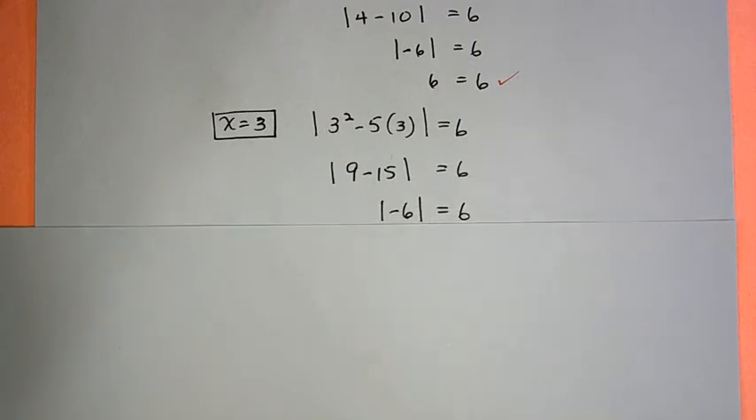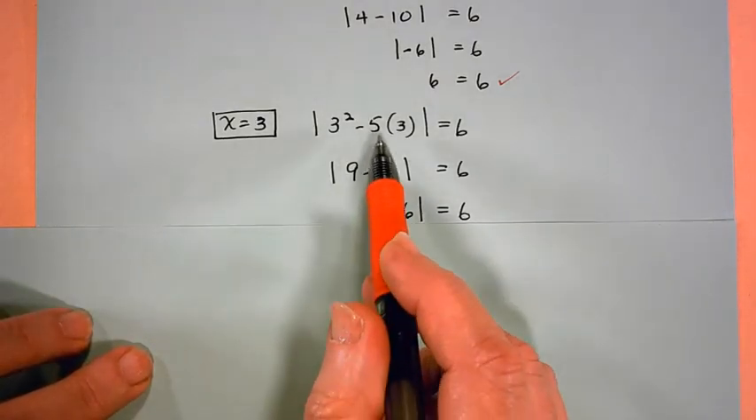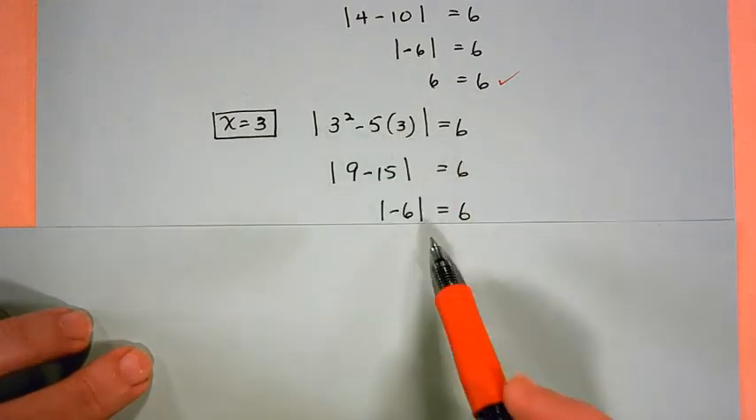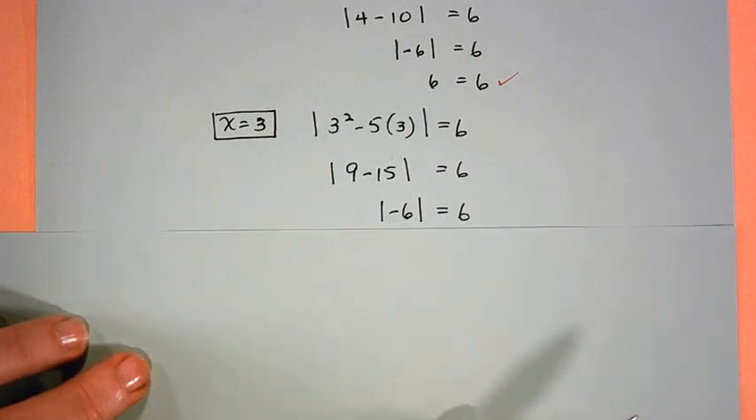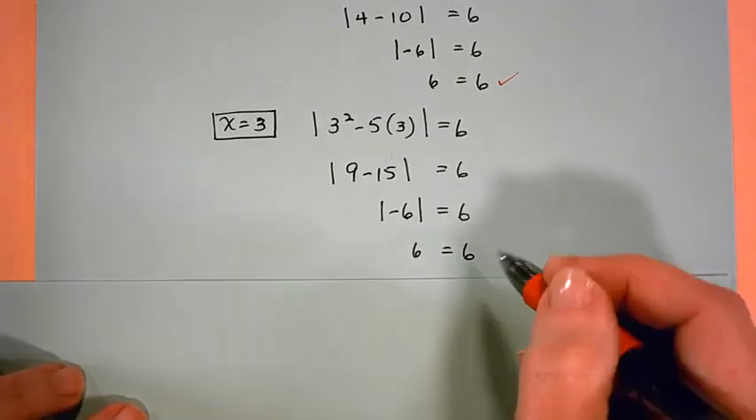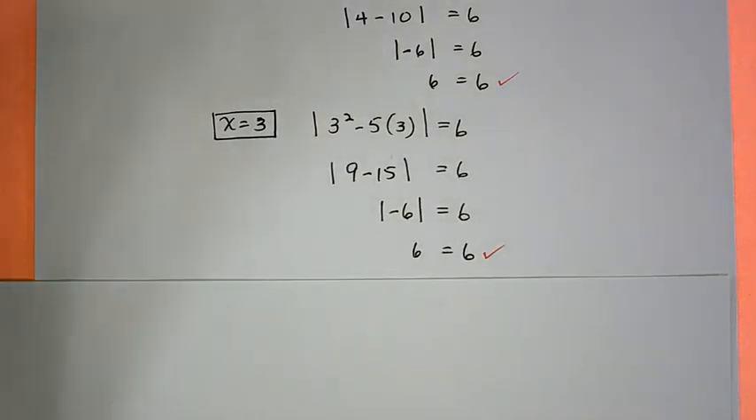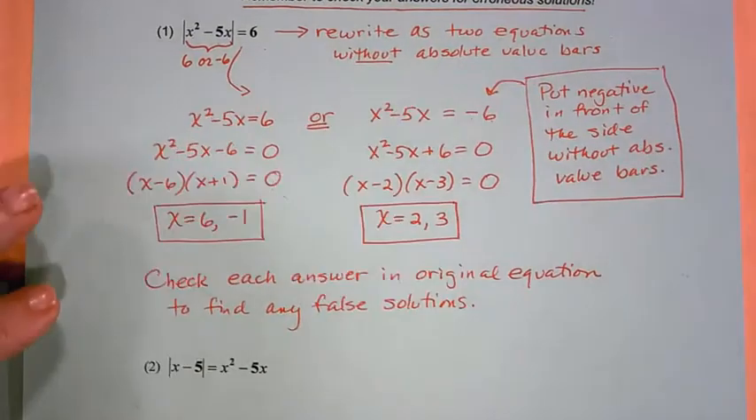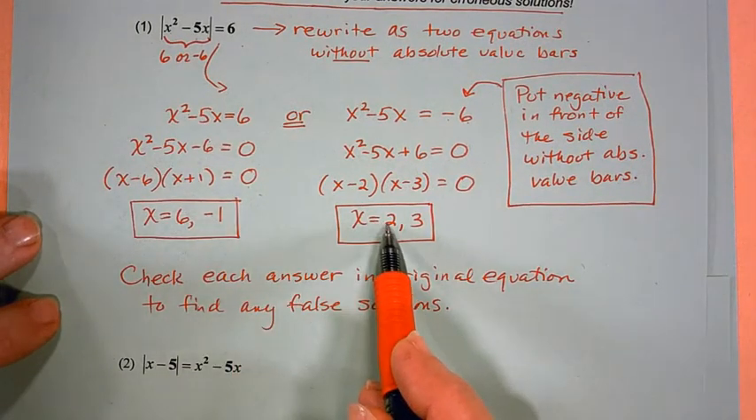Lastly, I got x equals 3. I'm going to check it. I plugged 3 into the original equation. Eventually got the absolute value of negative 6 is equal to 6. And that one checked. So I did a lot of work, but I found out that in this particular case, all my solutions were correct. So when I go back to my original problem, I know that I don't have to eliminate any of these solutions, that they are all correct.